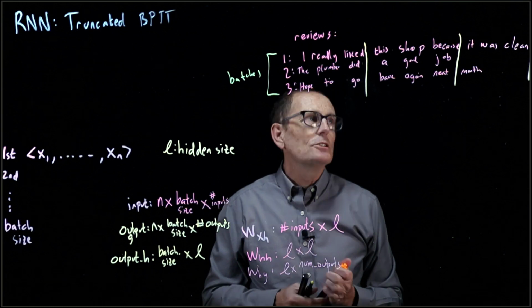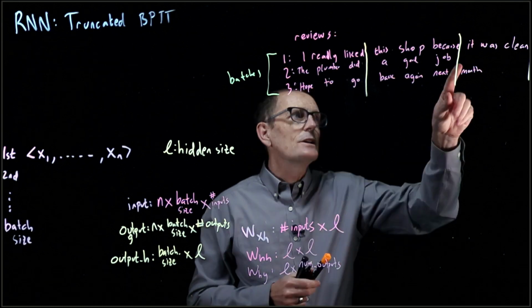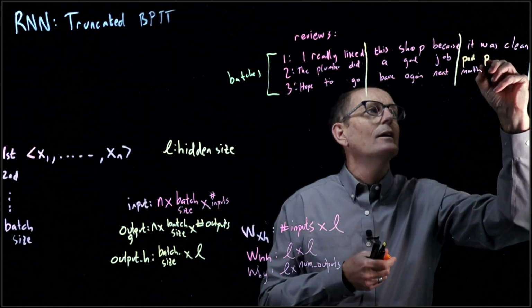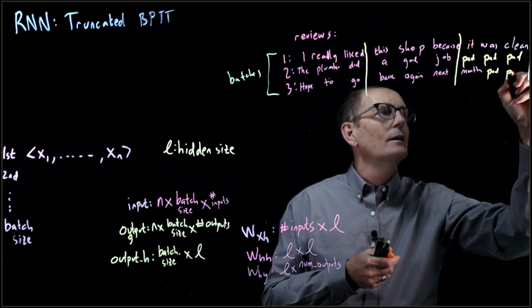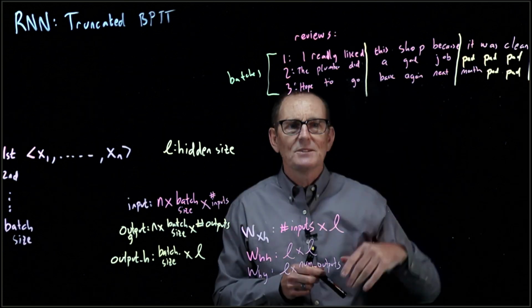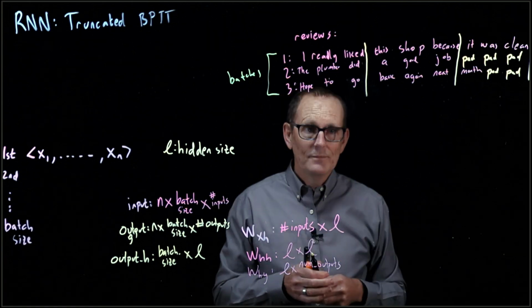It's going to do some other things too. So notice that we're actually missing some words here. So it's going to put in padding, pad, pad, pad, pad, pad, to ensure that they all end up the same length. So padding is just going to be a special index in our dictionary that indicates it's not a real word.